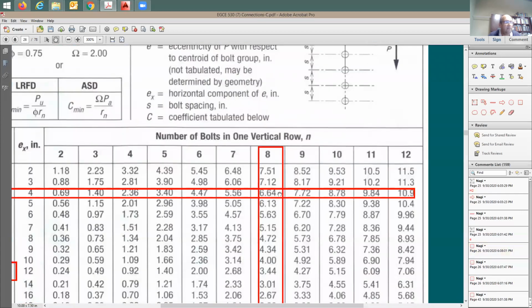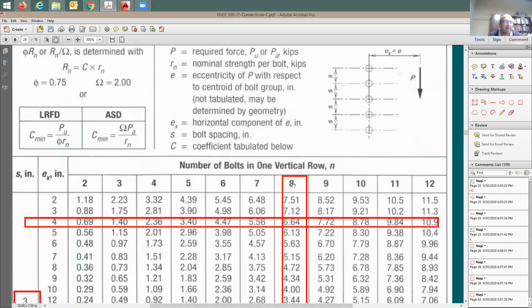So what is that number? I'm not clear. Is this the strength of the bolt? I'm going to say no. This is going to be the number of equivalent bolts. So in reality, how many bolts do you have? You put 8 bolts. The number of equivalent or effective bolts in this case is going to be 6.64.